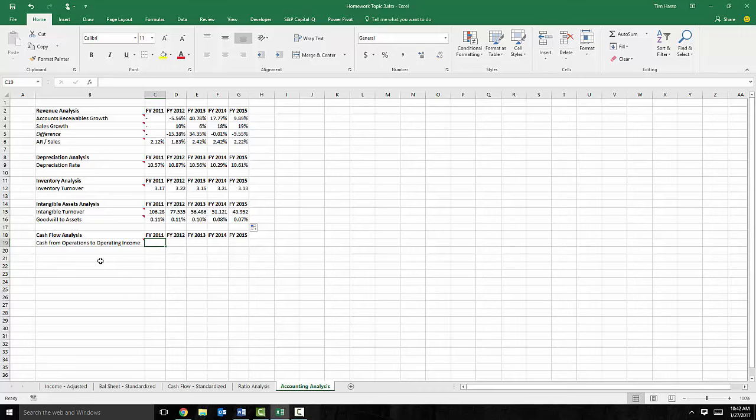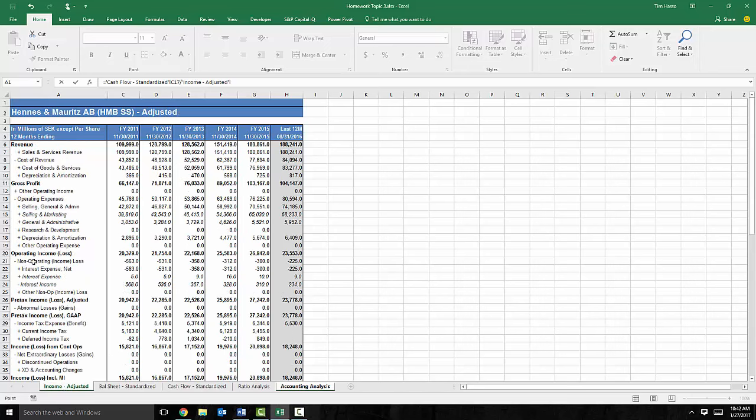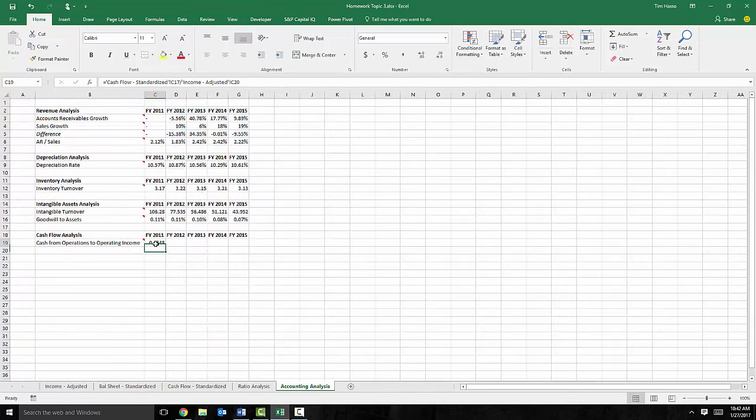And simply what we're doing here is we're taking equal to, going to the cash flow statement, going to cash flow from operating activities, so C17, and comparing it to our operating income, which is in C20 in our income statement. Again, in H&M's case, it's 0.85. Drag it to the right. I can see it increases slightly, increases more, decreases, and so on.